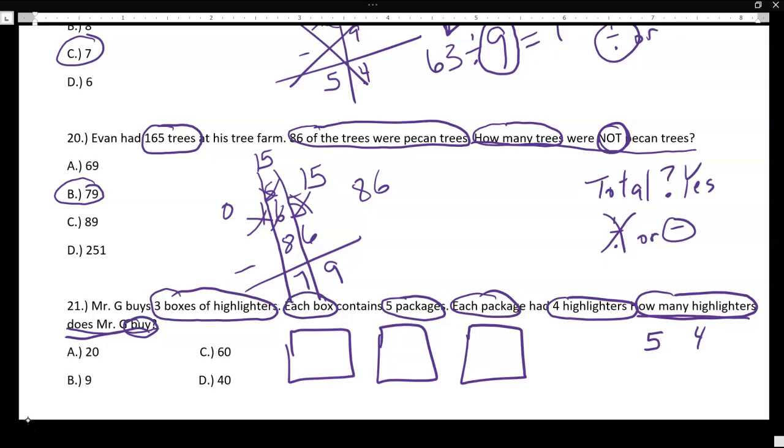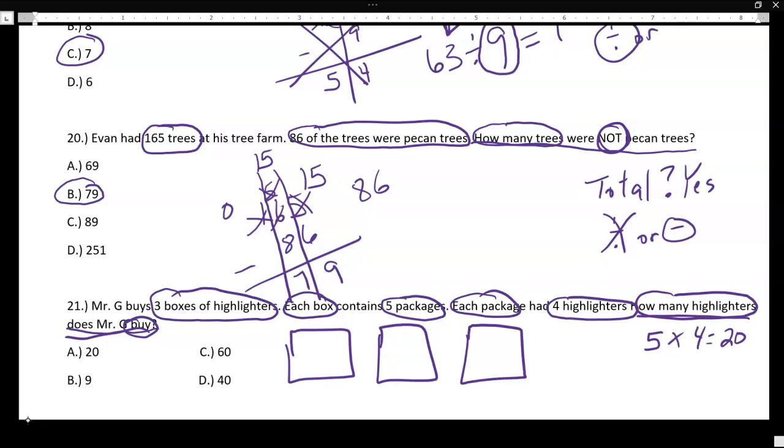Why 5 times 4? Because it says each box. So that means one package has how many highlighters? 4. So 2 packages has how many? 8. 3 has how many? 12. 4? 16. 5? 20. So 5 times 4 is 20. Now do we know how many are in each box? Yes, 20.